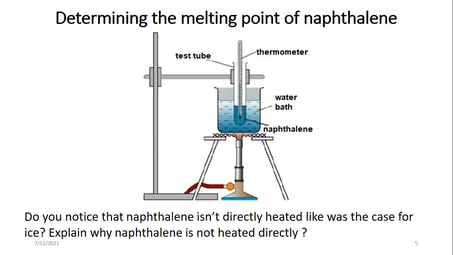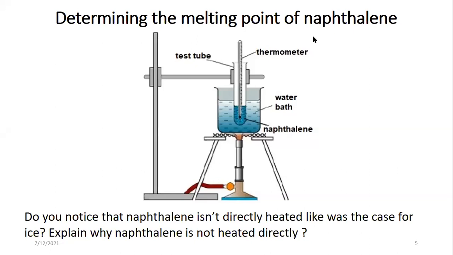I was saying, when you compare two diagrams, you notice that we were determining the melting point of ice without heating. We had the beaker on top of the tripod stand. When it comes to naphthalene, you're placing it in a boiling tube, inserting the thermometer into the boiling tube, and then placing that boiling tube into a water bath. You realize that we are not heating the naphthalene directly, we are placing it in a water bath. So that is why I posed that question.